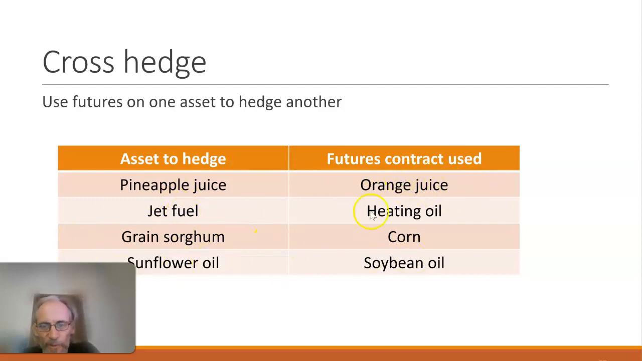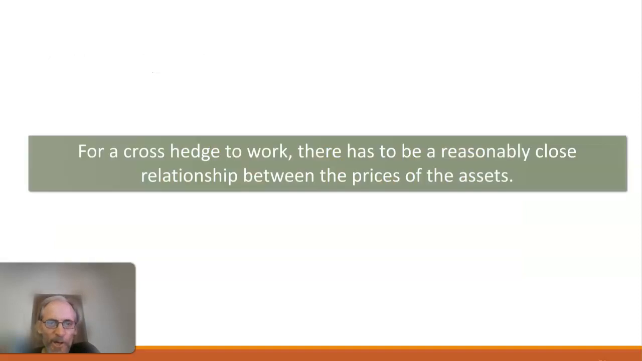There's no contract on jet fuel, but there is on heating oil. There's no contract on sunflower oil, but there is on soybean oil, that kind of thing. So you might use another contract. The important thing, though, is that the commodity you're taking out the futures on needs to have a price that moves pretty much in step with the commodity your spot position is going to be in. All right.